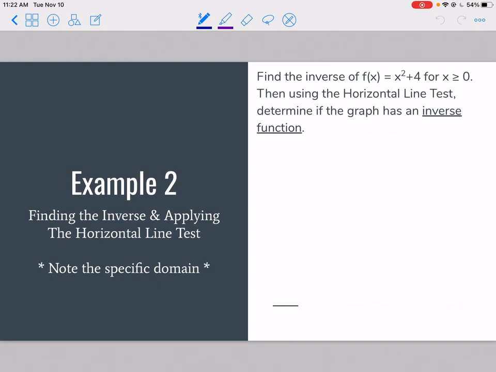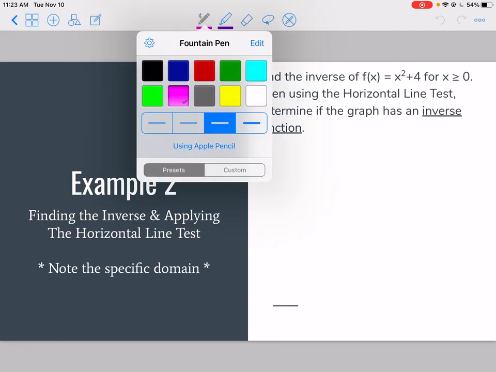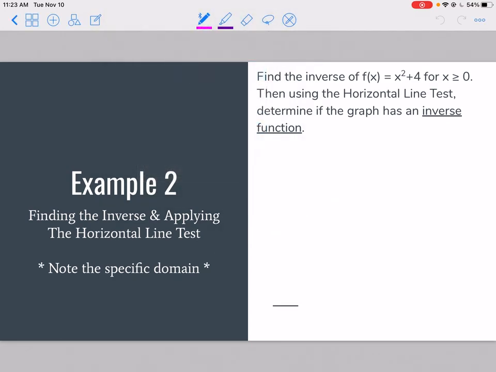Okay, example number 2. We're going to actually find the inverse here of this function, and then we will apply the horizontal line test to determine if the graph is going to have an inverse function. So notice here something interesting. I'll talk about it in a minute. It says f of x equals x squared plus 4 for the x values that are greater than or equal to 0. So we'll talk about what that means.